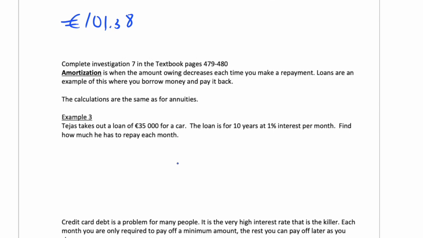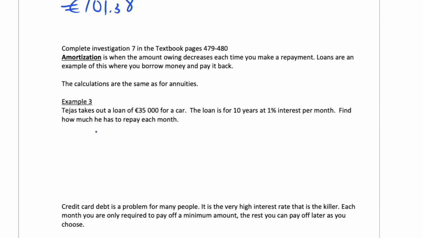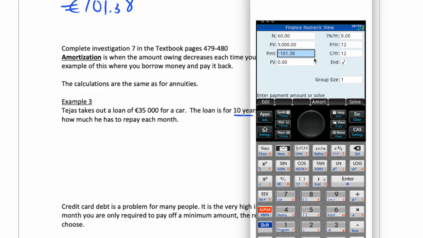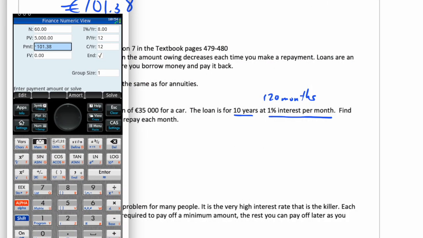Okay, next we've got Teaz takes out a loan for 35,000. It's 1% per month for 10 years. So that's 120 months. Now this is not a yearly interest rate compounded monthly. This is a monthly rate, which is kind of unusual in real life. I don't know if that happens, but we're going to do it anyway. To do this problem, I'm just going to pretend that this is 120 years instead of months.